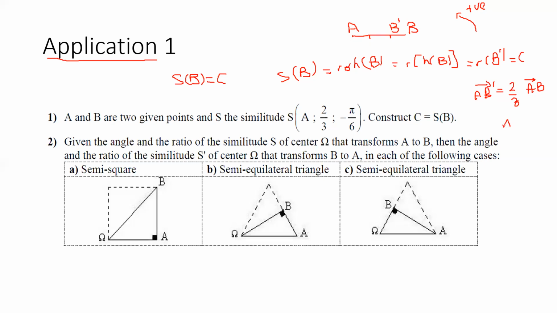It means that AB prime equals AC, and the angle AB prime, AC is minus pi over 6. Minus pi over 6.